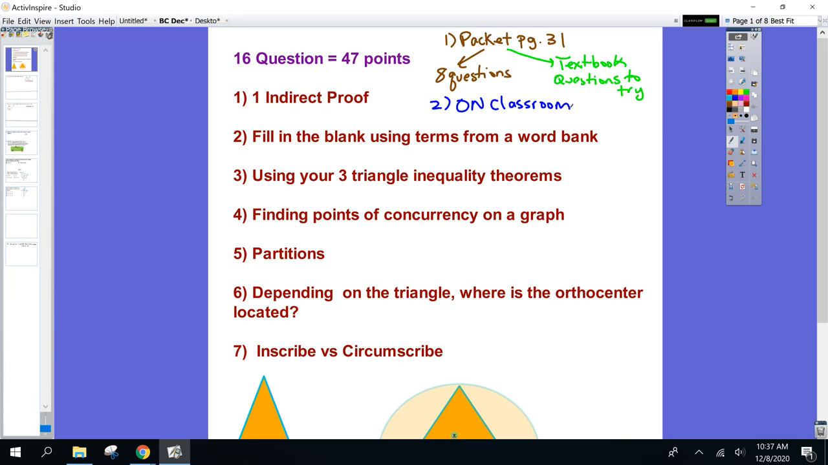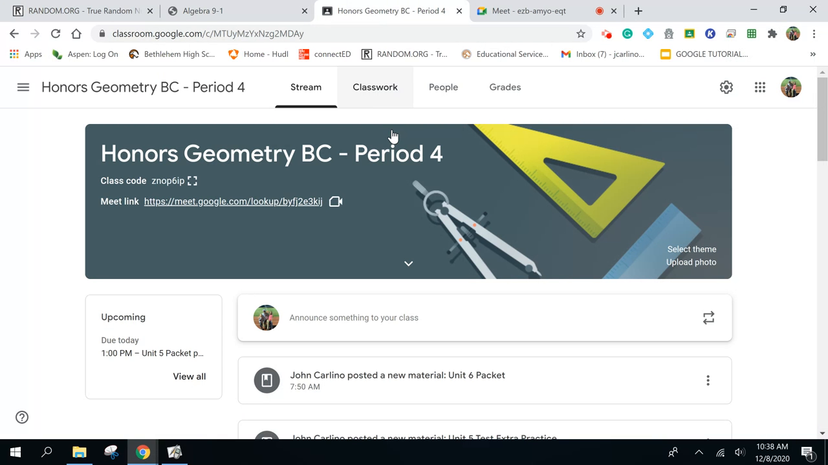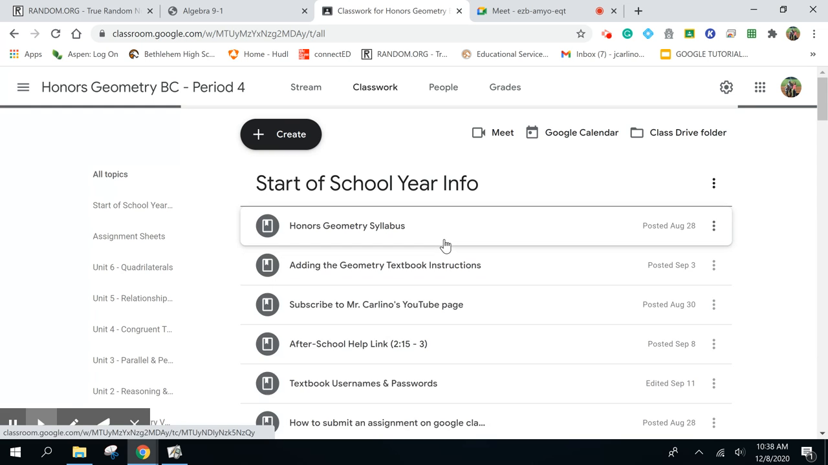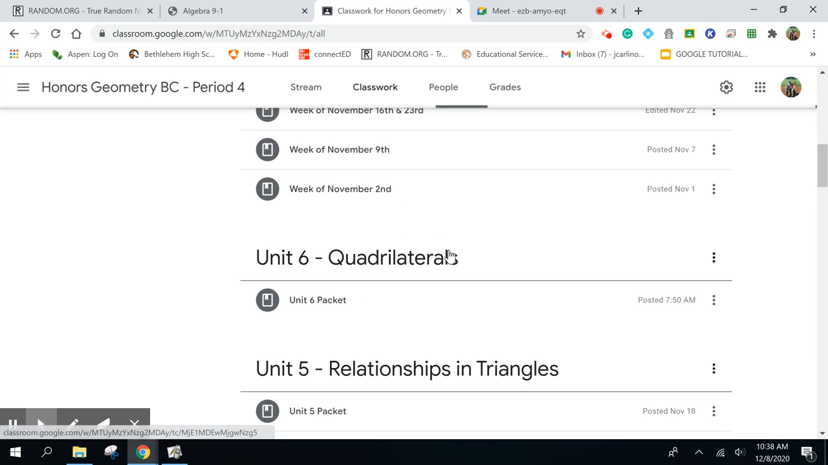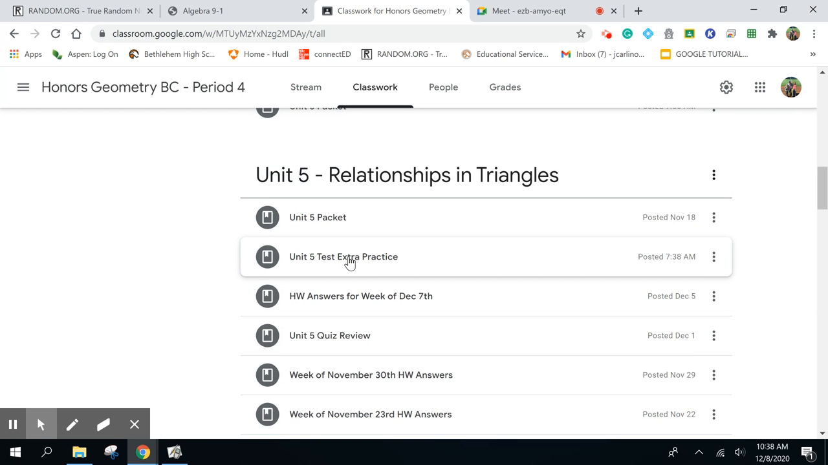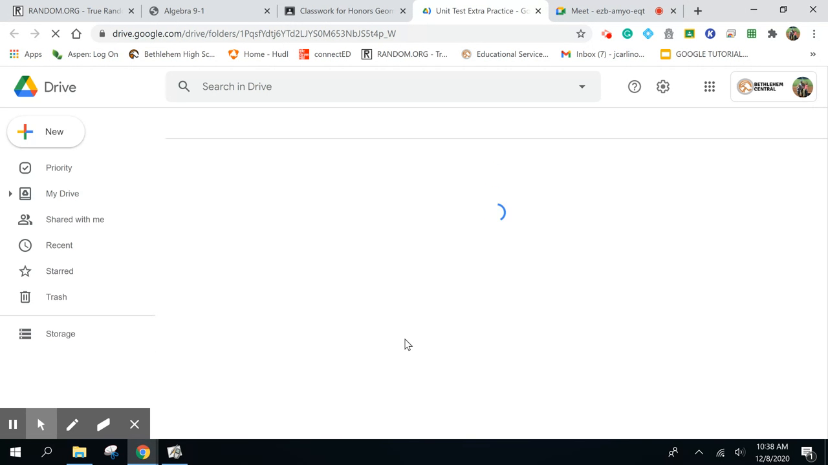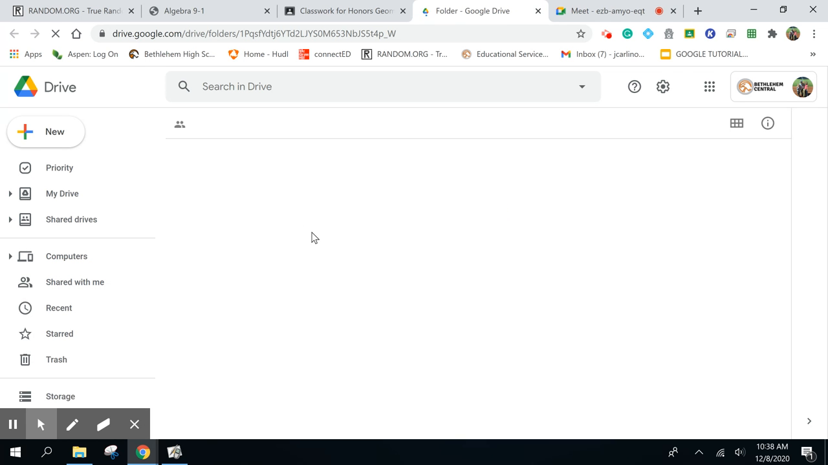If you just want to focus on your screen real quick, let me show you what I did. Up on Classroom, under Unit 5, you will see Unit 5 Test Extra Practice. There's a folder there that contains some files for you guys if you would like to practice. They're separated by topic.